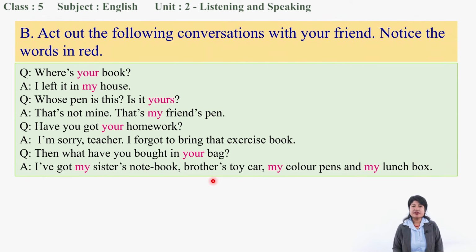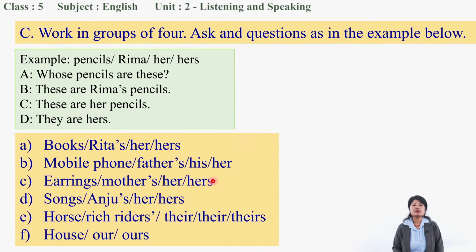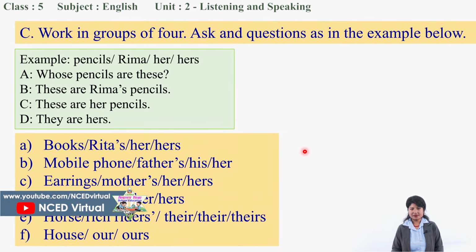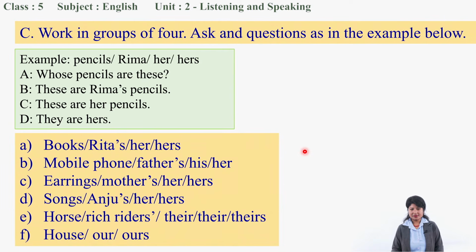Now we have another activity, that is activity C. Work in groups of 4. Ask questions as in the example below. Okay. Now let's do like this example. Now listen to this example once, and then we will do these activities. Okay, these questions. Whose pencils are these? These are Rima's pencils. These are her pencils. They are hers.